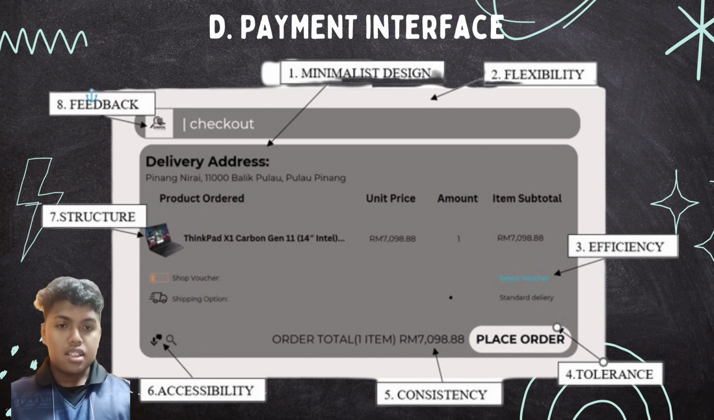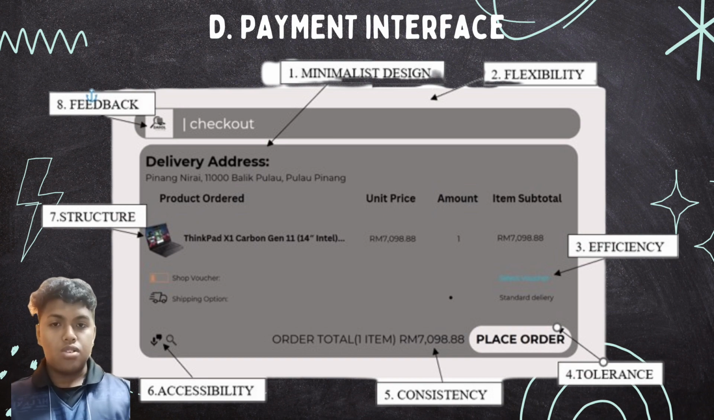Number 6, accessibility. Make sure the payment interface is accessible by keyboard navigation and screen readers. Number 7, structure. Organize payment steps and details nicely to guide users through the process. Number 8, feedback. Provide feedback to return to the menu with the logo button.